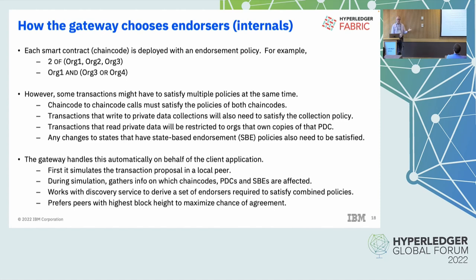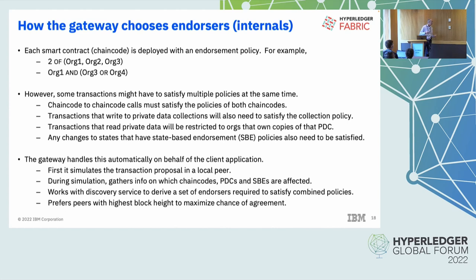So each smart contract is deployed with an endorsement policy. For example, that top one is a majority. I've got three orgs, I need two of them. That's the default policy. The second one is a bit more specific. It says, well, actually, I want org one to sign it, and then either org three or org four. So org one might be an auditor or a regulator, someone who absolutely has to sign every transaction.